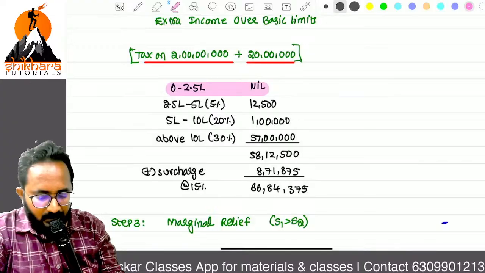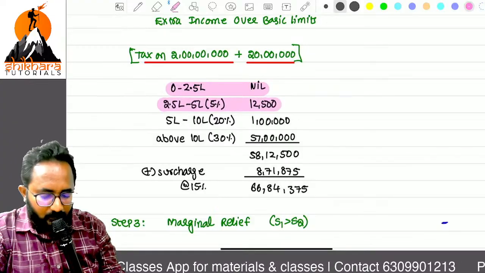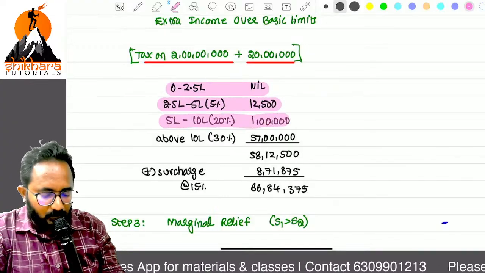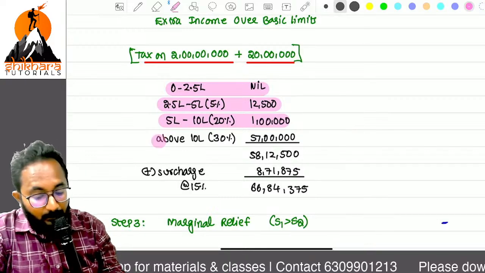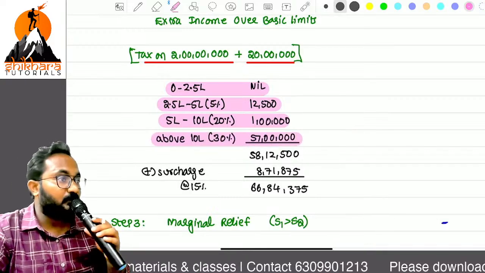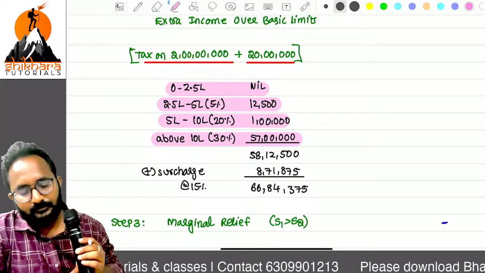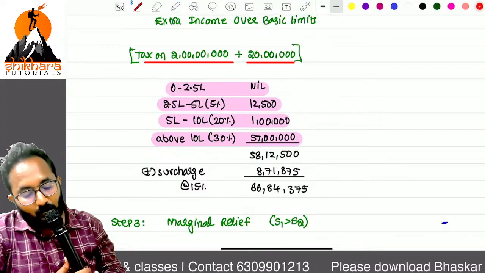2.5 lakh nil. 2.5 lakh to 5 lakh 12,500. 5 lakh to 10 lakh 1 lakh. Above 10 lakh how much? 57 lakh. Now, surcharge, you have to observe.